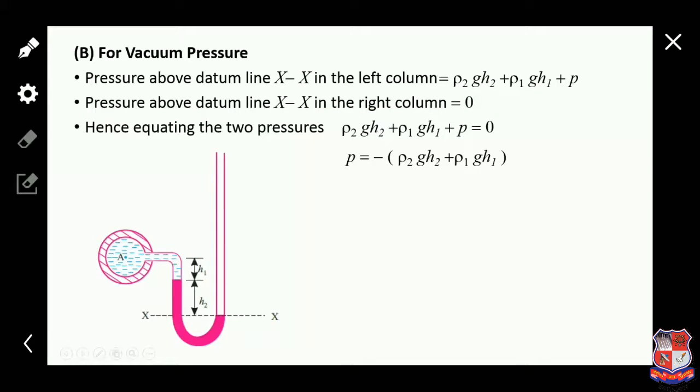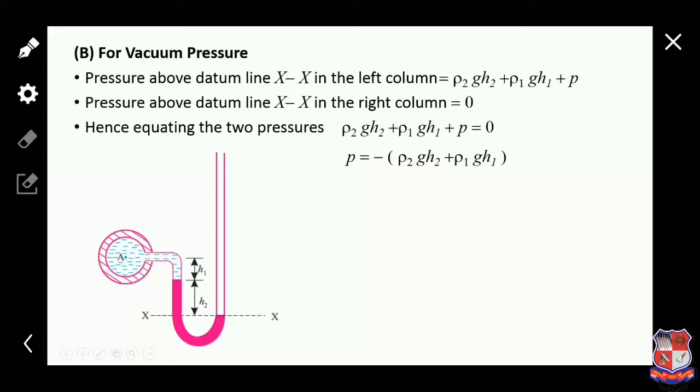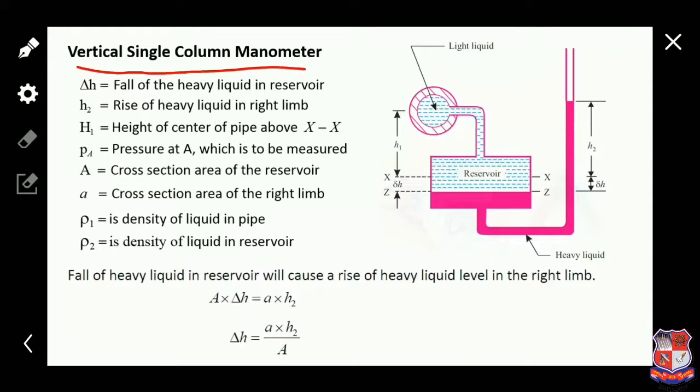Now comparing both side pressures, we write the value of pressure in the left column and right column. So rho 2 g h2 plus rho 1 g h1 plus P is equal to 0. We have to find the pressure in the pipe, so P is equal to minus rho 2 g h2 minus rho 1 g h1. This is the equation to find the pressure through the manometer in case of vacuum pressure, or pressure lower than atmosphere, in a pipe. Now, vertical single column manometer.